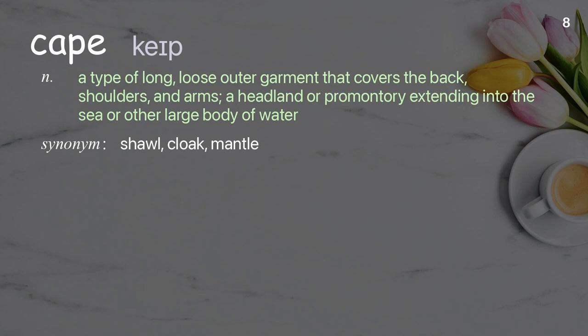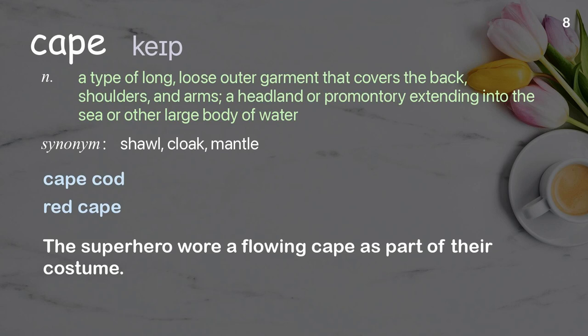Cape. A type of long, loose outer garment that covers the back, shoulders, and arms, a headland or promontory extending into the sea or other large body of water. Examples. Cape Cod. Red cape. The superhero wore a flowing cape as part of their costume.